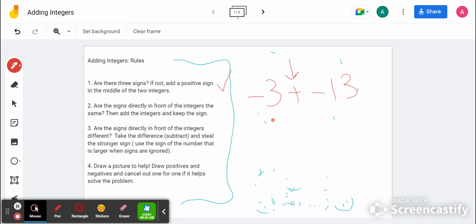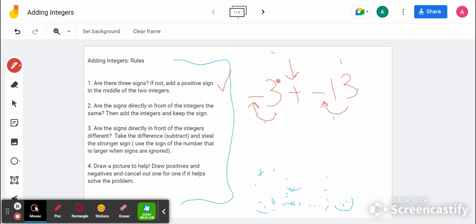So when you're adding in those signs, if the middle sign is not a plus sign, then these rules don't apply. You would be subtracting. So I am adding integers here. Number 2, are the signs directly in front of the integers the same? Yes, in front of the 13 is a negative, and in front of the 3 is a negative. So I can add the integers and keep the sign. Okay, I don't need to go to step 3 because that is if the signs are different. Since the signs are the same, add them, keep the sign.